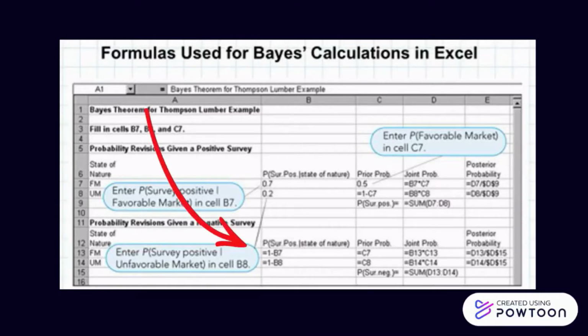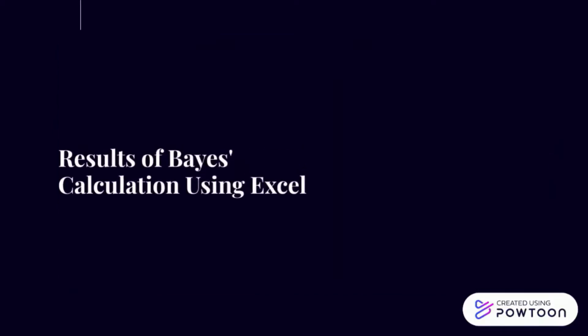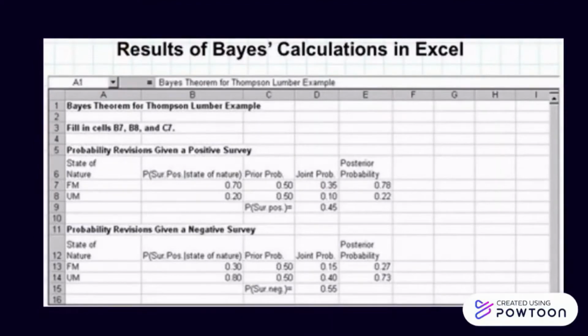Identify the prior probability value. Compute for the joint probability value. Then supply the information with the Bayes formula to arrive at your posterior probability. And here's the result of the Excel calculation that shows the posterior probabilities of John Thompson's choices against his prior probabilities.